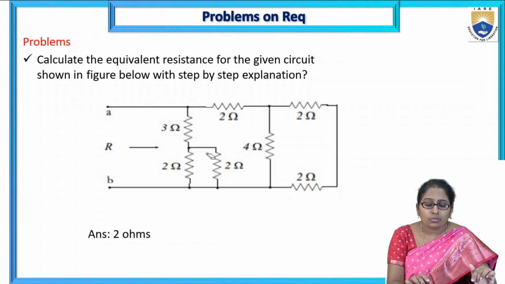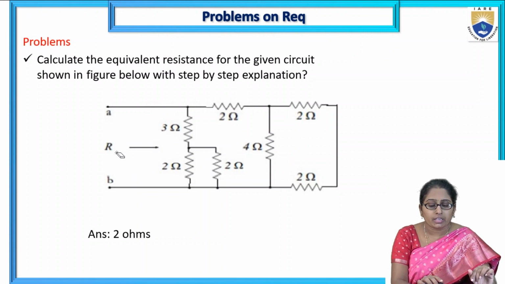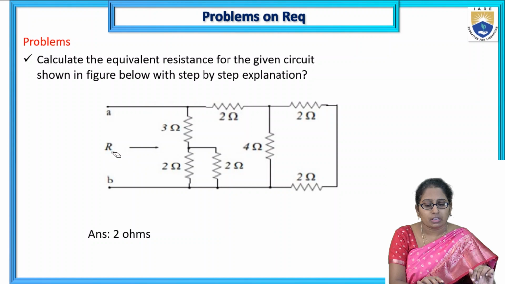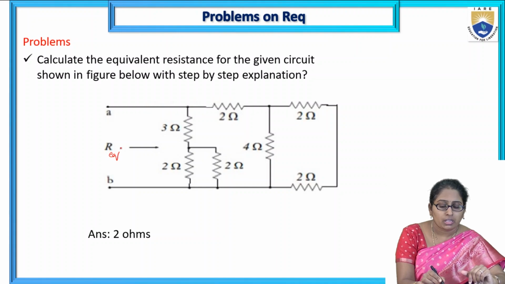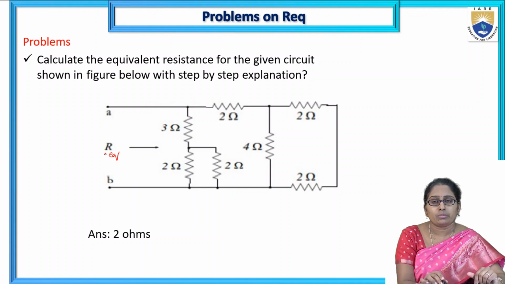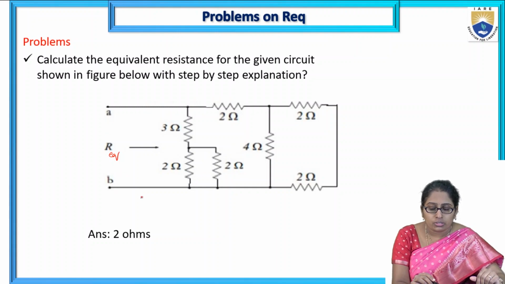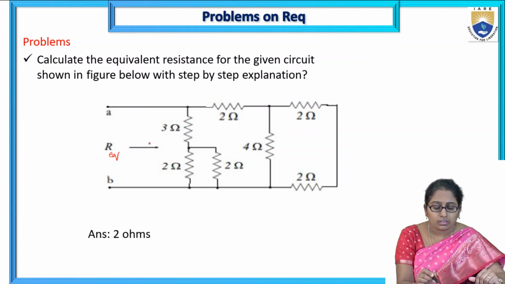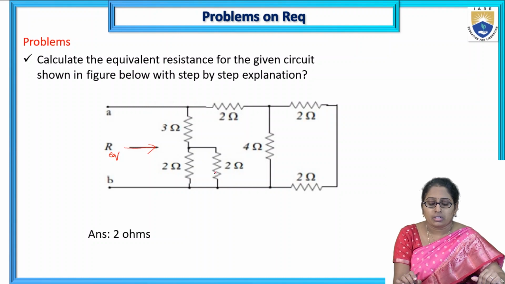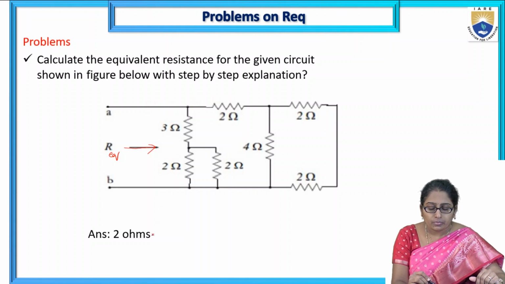So here the circuit is given like this, and they have also clearly shown where this R equivalent is. They have shown the equivalent resistance across the terminals AB, small terminals AB, with an arrow. These are the elements, the various element values. Now find the R equivalent here.